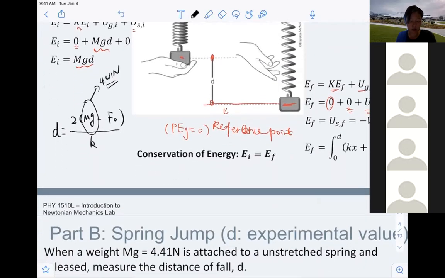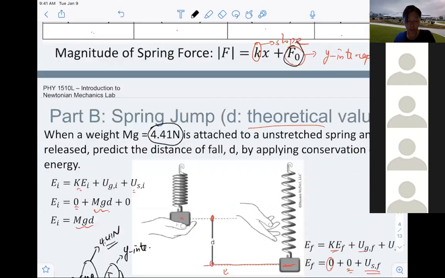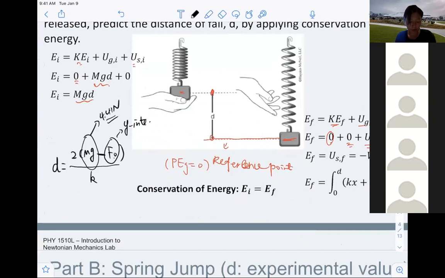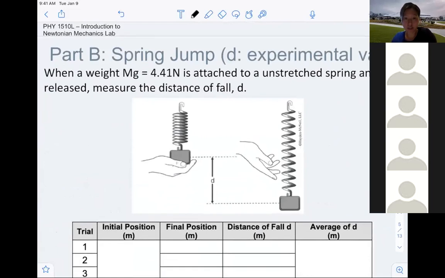And your F0 is the y-intercept from your part A, the calibration process. Whatever y-intercept you obtained, that is your F0. Your k was the slope from the calibration process. So you should have already measured these two from part A, and plug them into this equation. You will get a theoretical value for how big of a fall you're expecting. We're going to compare this to what you actually measure in the lab.